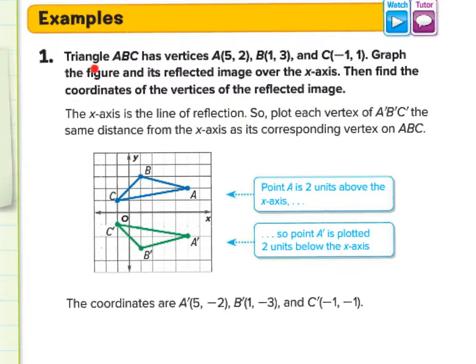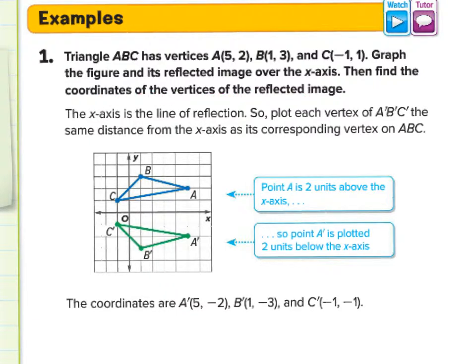Example 1. Triangle ABC has vertices A, 5, 2, let's see here, 1, 2, 3, 4, 5, and 2, there it is. B, 1 and 3. B, we go 1 and 3. 1, 2, 3. And C, negative 1, 1. C, negative 1, 1. There it is. Okay? Graph the figure and its reflected image over the x-axis. So we have to go over the x, which means we're making a vertical change. Then find the coordinates of the vertices of the reflected image.